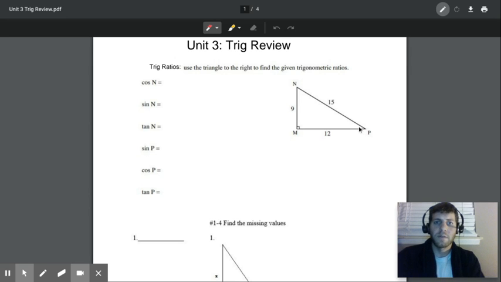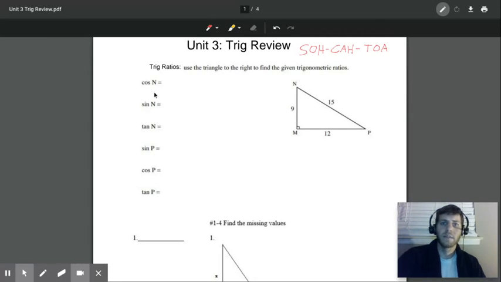Okay, so the first thing here is just to write our trig ratios. If we remember, the first thing we probably want to write down is our SOHCAHTOA. So sine is opposite over hypotenuse. Cosine is adjacent over hypotenuse. And then tangent is going to be opposite over adjacent.